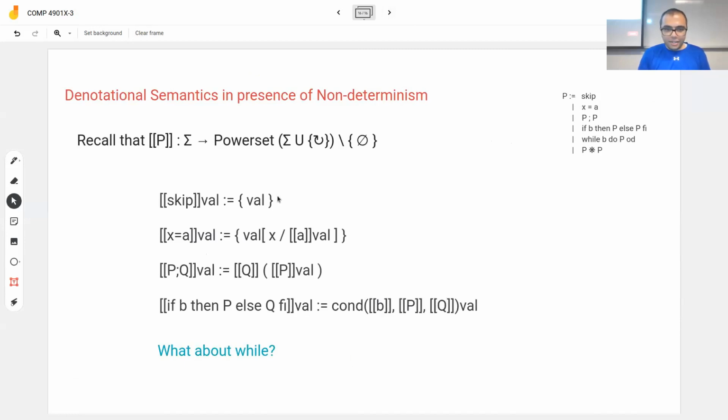Yeah, and again, I was just writing it here, and what happens about while. Let's just use operational semantics whenever we have non-determinism.